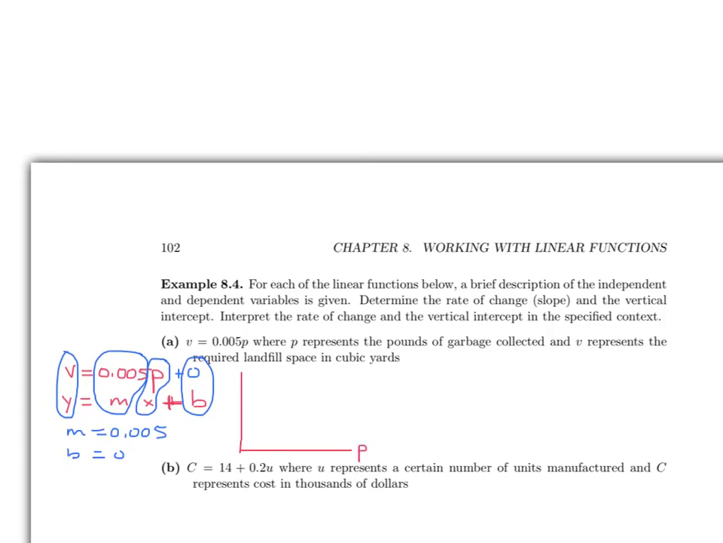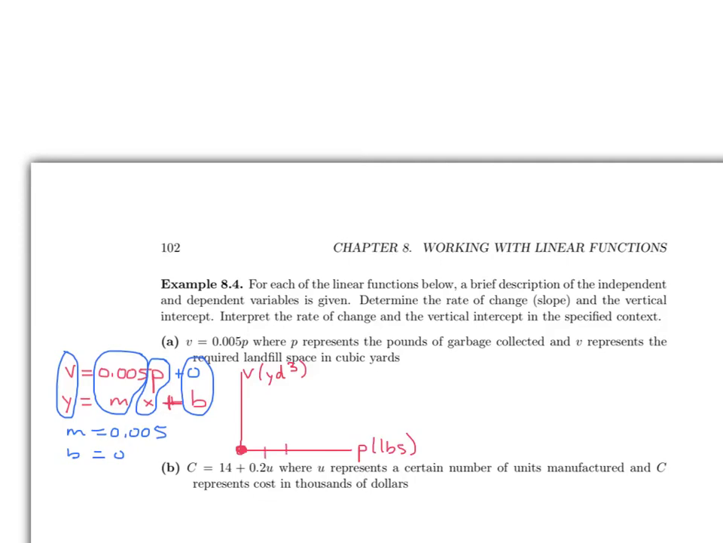P is our input variable, V is our output variable. In this case, P represents pounds of garbage and V represents landfill space given in cubic yards. Now, if we were sketching a graph of this, we could start at 0 because B is 0. B is our vertical intercept, so we're starting at 0.